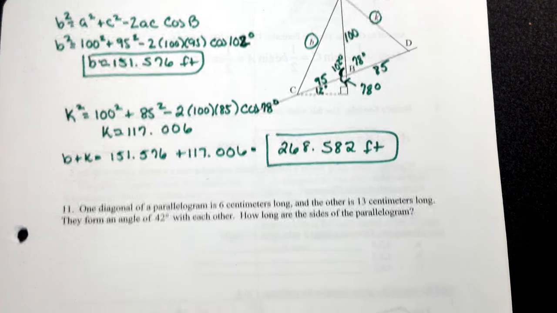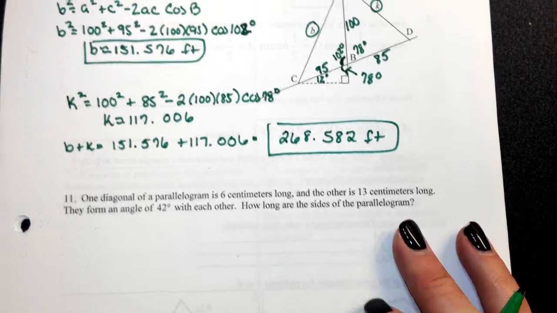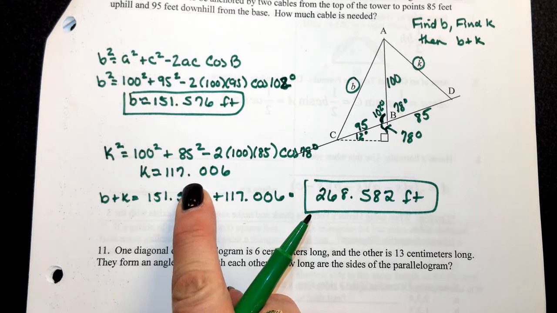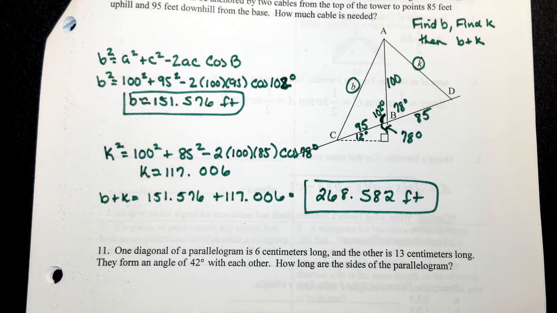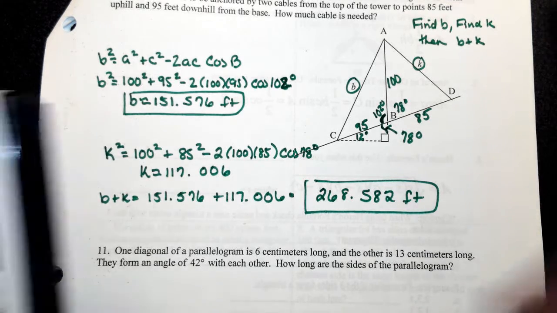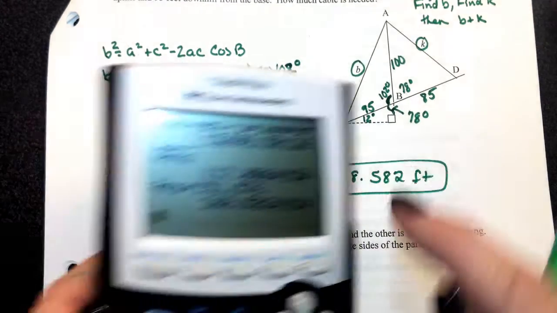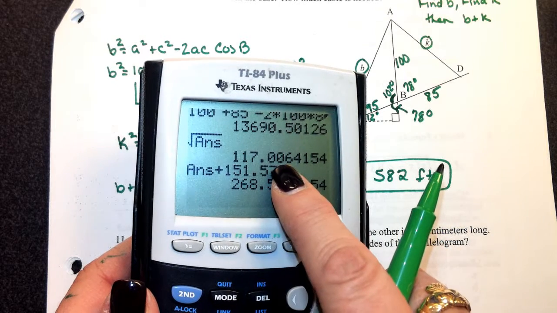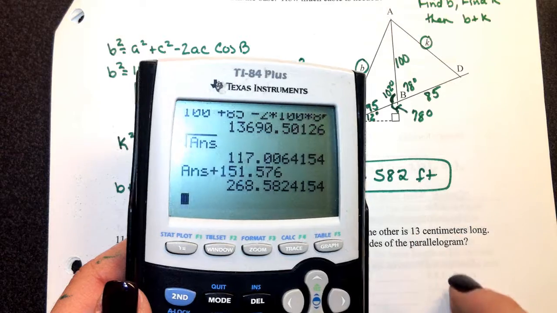So hopefully you got, guys, as a final answer, 268.582 feet. So again, you should end up with side K to be 117.006. Okay? Again, guys, don't forget, after you type in this 100 squared plus 85 squared, you've got to take the square root of that number. And that's where I got the 117.006. Okay?